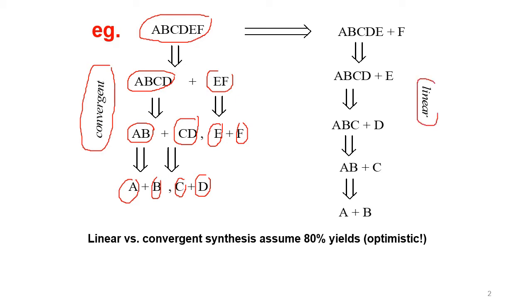Another type is the linear synthesis, where you have ABCDE plus F. ABCDE is formed from the reaction of ABCD plus E. Then ABCD is ABC plus D, ABC is AB plus C, and AB is A plus B. Both of these assume 80% yields. Okay, we now take a look at how it is different.